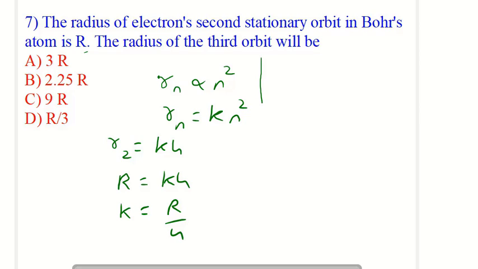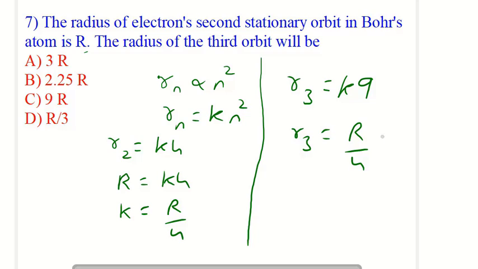Now what we are interested in finding is R3. So R3 would be equal to k into 9, because n is 3 and n square becomes 9. So R3 is k times 9, but k equals R by 4. So R3 would be R upon 4 into 9. In the given answer, we solve this as 9 by 4. If we divide 9 by 4, what we have is 2.25 times R. So this is the answer if we solve it.